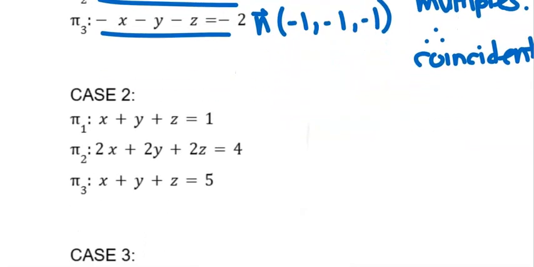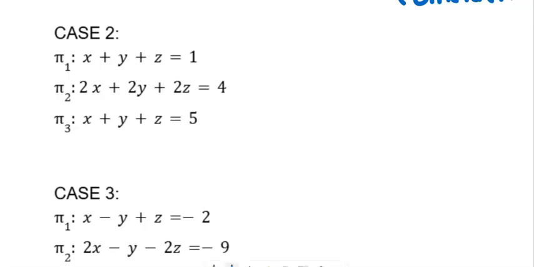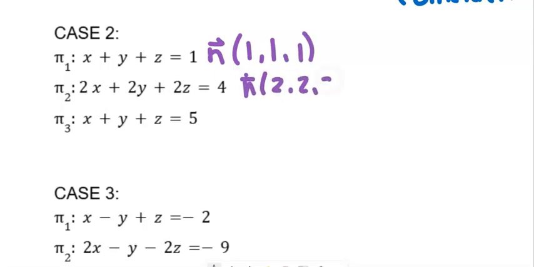Okay, let's look at this example in comparison. Okay, so I'm going to look at the normals. I've got the normal 1, 1, 1, second normal 2, 2, 2, third normal 1, 1, 1 again. Well, these planes are all going in the same direction, but are they the same plane? Well, in order to go from 1 to 2, the direction of the normal has just been doubled. It's been multiplied by 2.